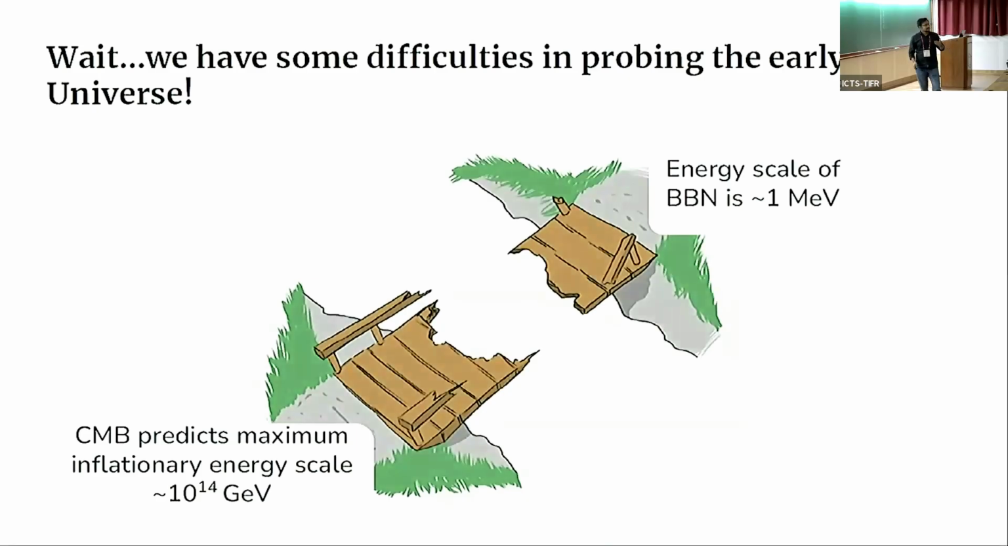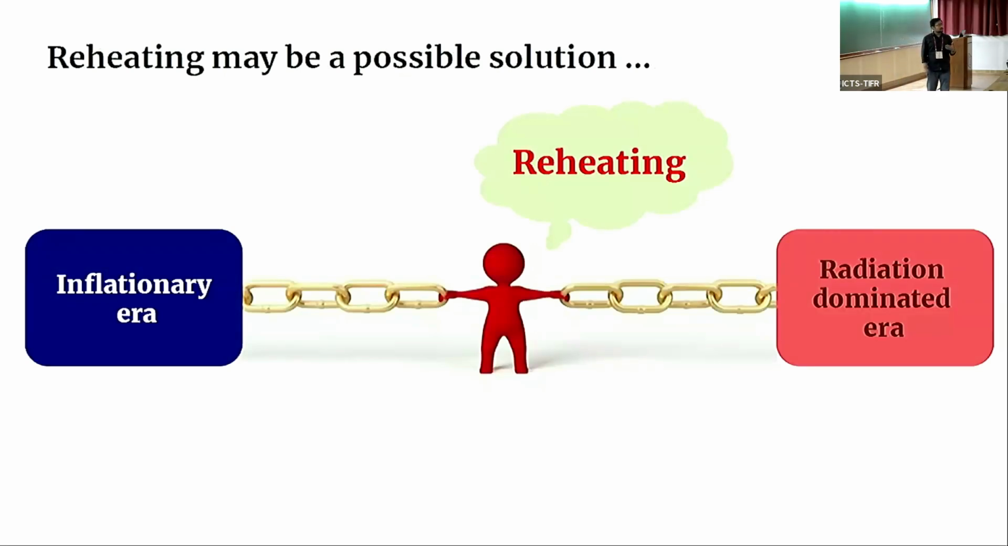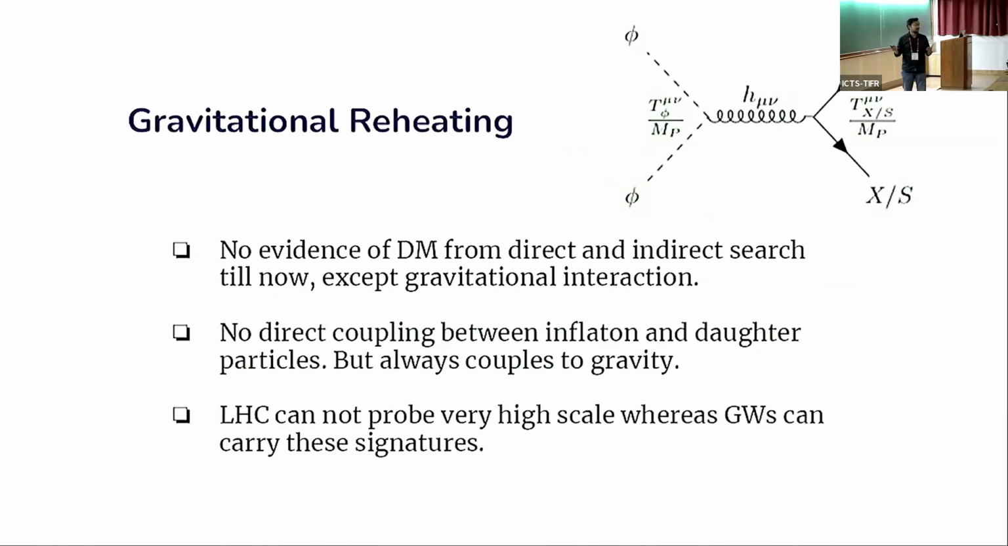Whenever we are discussing early universe cosmology, there are some basic difficulties in probing it, because BBN says that the energy scale is nearly 1 mega electron volt, whereas CMB predicts the maximum scale of inflation is nearly 10 to the 14 or 16 GeV. So at least in terms of energy, there is a huge gap. Reheating may be a possible solution linking these two phases, the inflationary and radiation domination epochs. There are many possible ways for the reheating mechanism, but today I will be mainly discussing the gravitational reheating scenario, where the inflaton scatters and produces daughter particles via gravitons, etc.